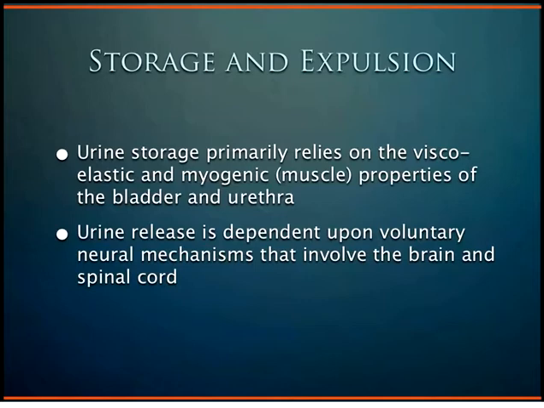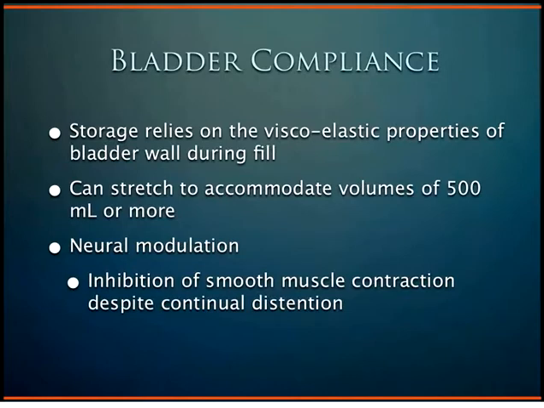The release component, on the other hand, is dependent on the voluntary neural mechanisms that involve the brain and the spinal cord. Both the myogenic and neurogenic dysregulation can result in bladder disorders related to certain metabolic conditions, neurologic diseases, trauma, and medications. Compliance of the bladder relies on the viscoelasticity of the bladder wall during the filling cycle. Impressively, this organ can stretch, allowing filling volumes of 500 milliliters or more.